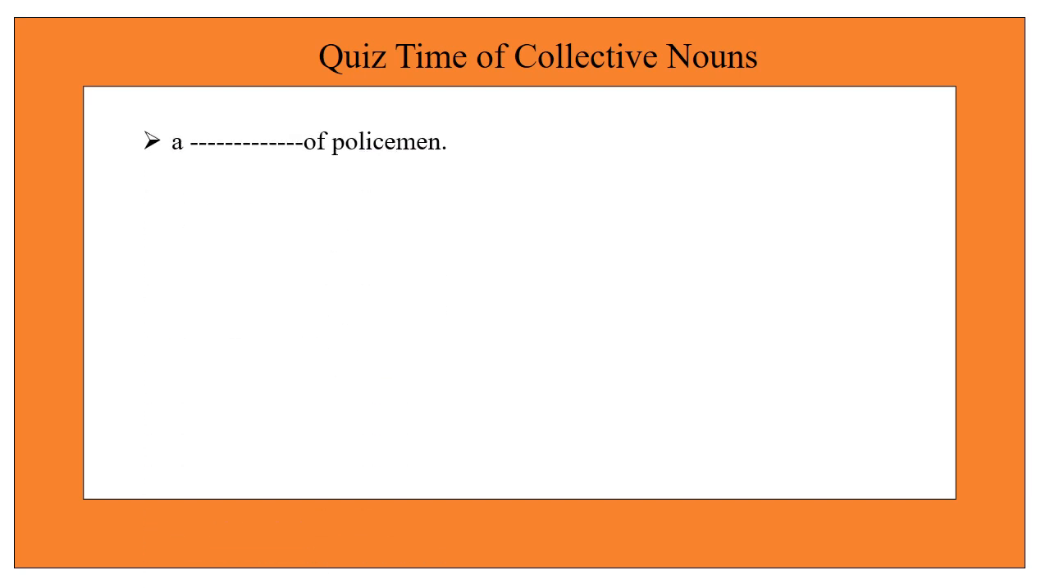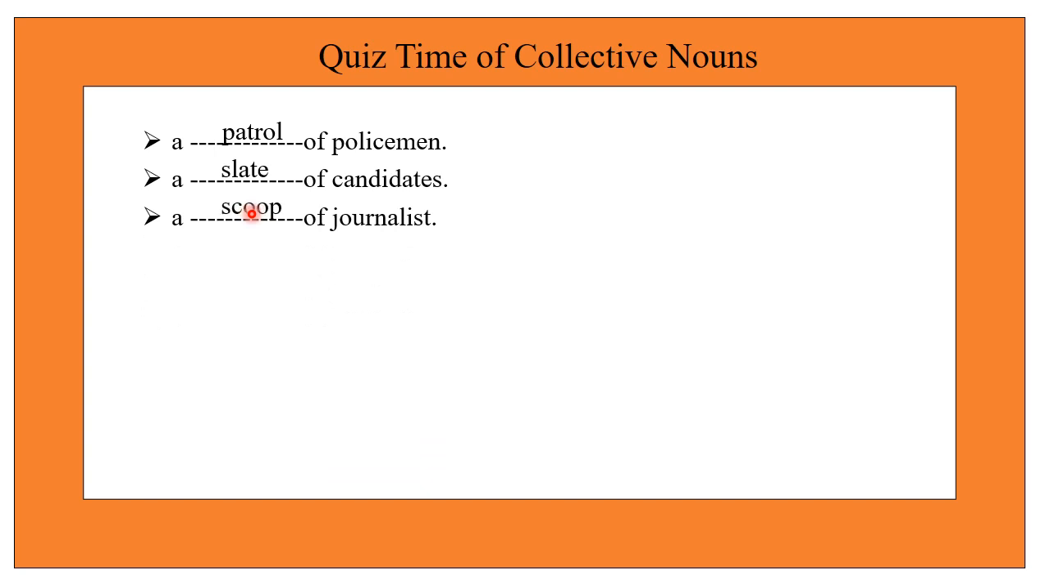Okay. Next example. A dash of policeman. A patrol of policeman. Next example. A dash of candidates. Okay. A slate of candidates. Next example. A dash of journalist. A scoop of journalist. Next example. A dash of salesman. A sample of salesman. Next example. A dash of boys. A blush of boys.